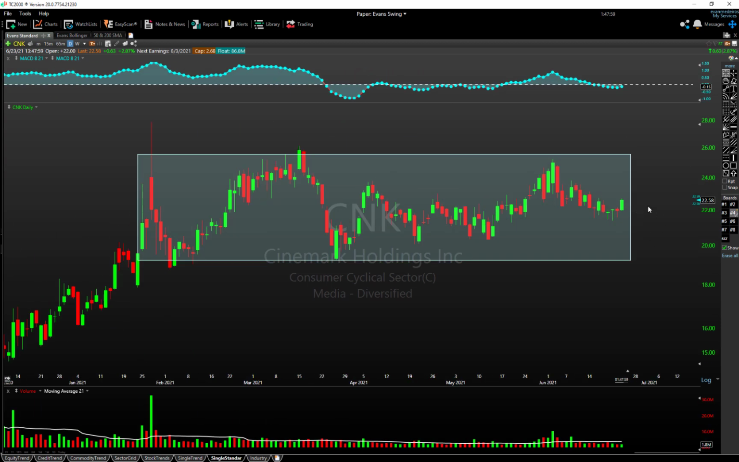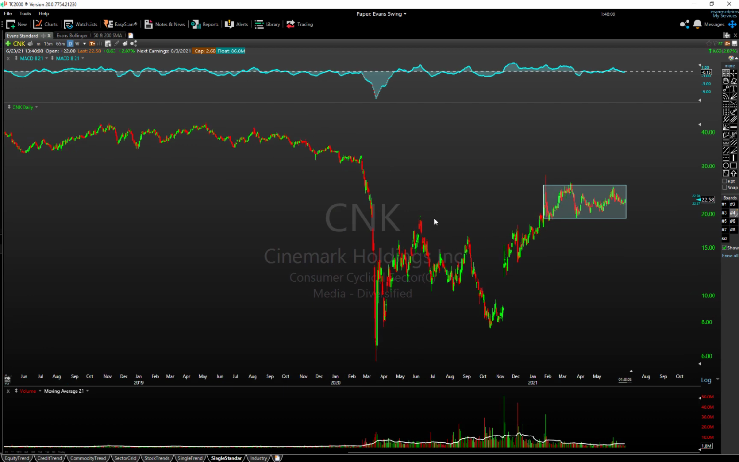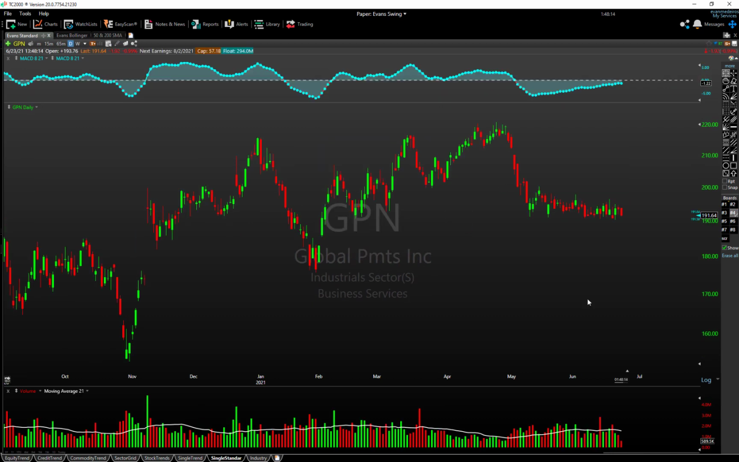So you can see it's lifting up today, nice kind of day one move, but still has plenty of work to do. It's going to get over $25 to really start breaking out and getting back up into the old multi-year range. Last but not least for the technical setup is GPN.